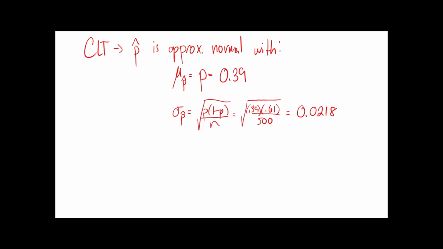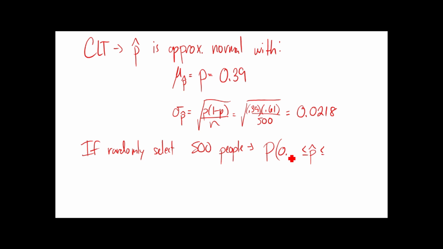Now, one thing you might ask is, let's say you did do that. If you did randomly select 500 people, then what would be the probability that your sample proportion was, say, between 40% and 45%? What's the probability that just by random chance you end up with a sample that gives you a higher proportion, 40 to 45%?